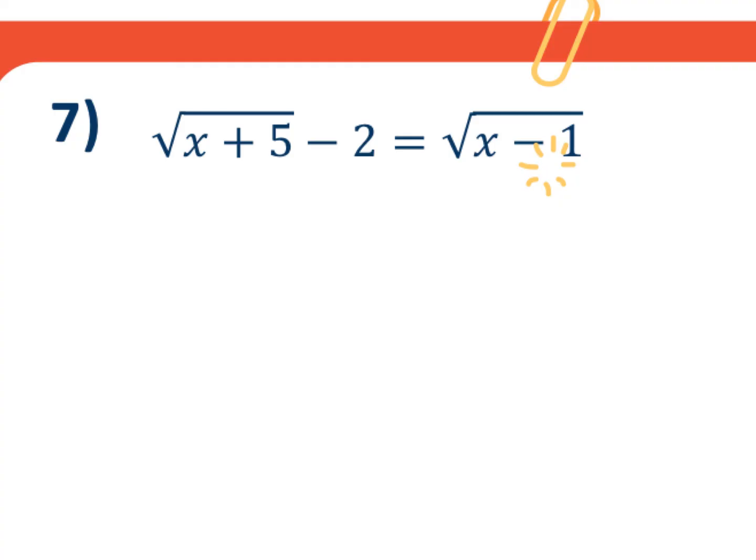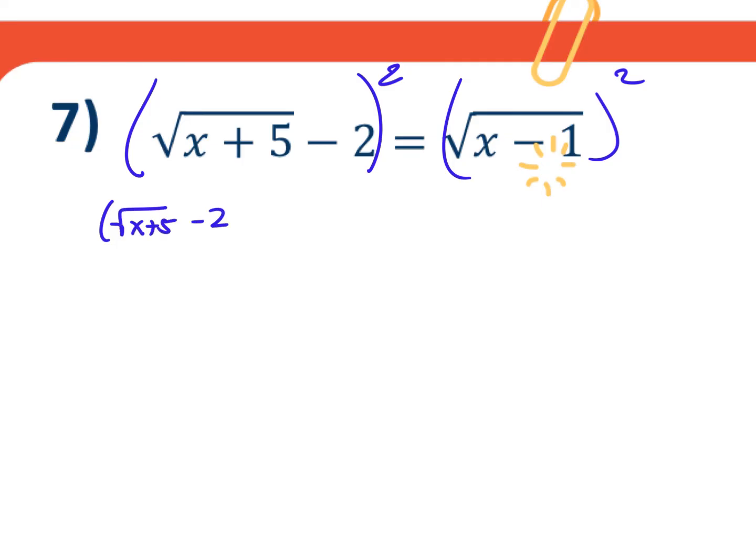But what do you notice? I have 2 radicals, but they're on opposite sides now. I don't have to worry about moving anything. So what should my first step be to do here? Square both sides, okay? The whole quantity, you're going to square both sides. So this is really the square root of x plus 5 minus 2, times the square root of x plus 5 minus 2, equals just x minus 1, right?